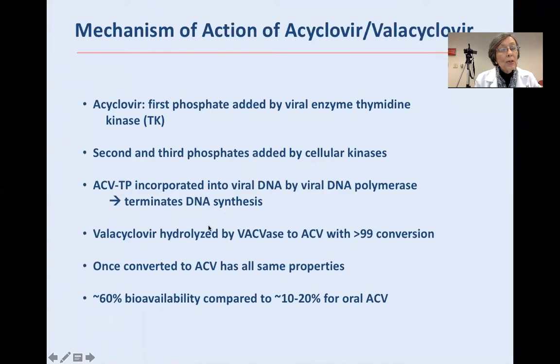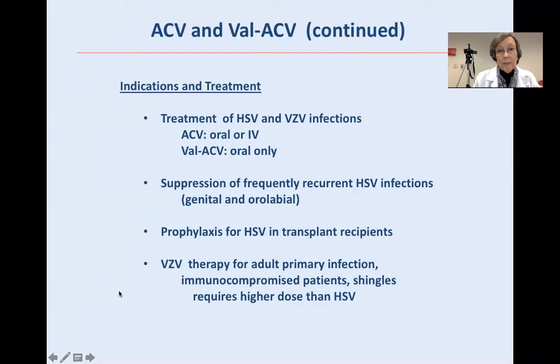Valacyclovir has to be hydrolyzed to remove the valine residue to produce acyclovir, which once it's converted then has all the same properties of regular acyclovir. What's helpful about valacyclovir is that it has much better bioavailability over oral acyclovir. So we're going from 10 to 20% bioavailability to 60% with valacyclovir.